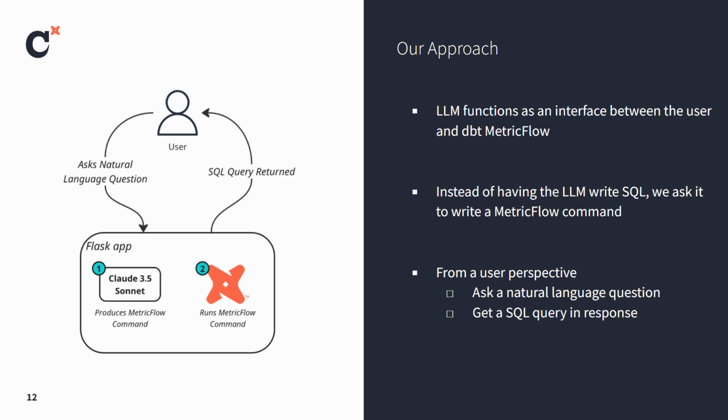Under the hood, what we're actually doing is using an LLM to take that user's natural language question. Then we also give that LLM information about how to write a dbt MetricFlow command. And we ask the LLM to take the question and that information and write a MetricFlow command that would answer the question. We then run that, get a query, and that's what's returned to the user.